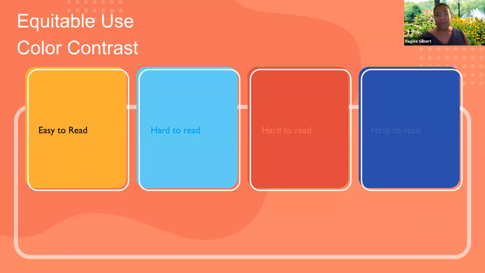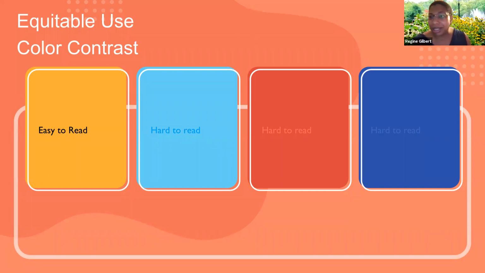So let's talk about equitable use. Color contrast is the number one issue on the web. Still, it is shocking. So here I have four images. On the left, it is a yellow background with black text that says easy to read. The next is a blue background with blue text, which is hard to read. There's a red background with red text, which is also hard to read, and then a darker blue background with blue text that is hard to read.